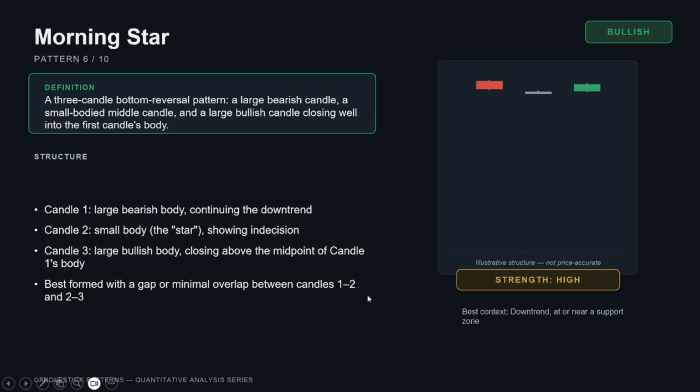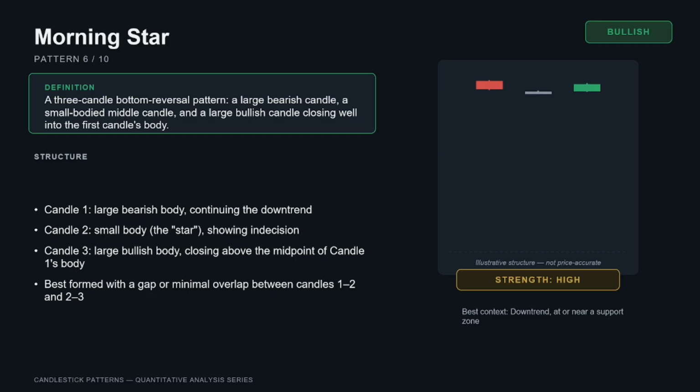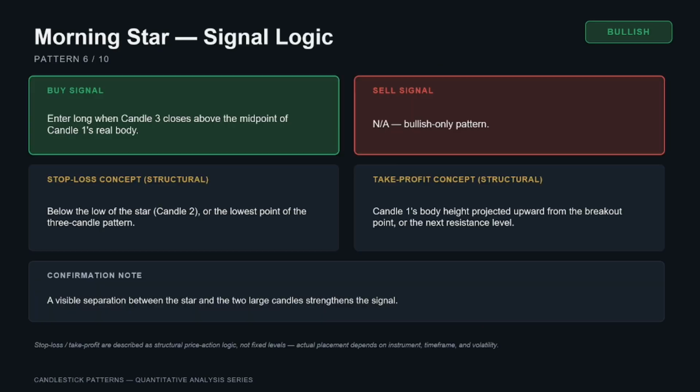Pattern 6, morning star. A 3 candle bottom reversal: a large bearish candle, a small bodied star showing indecision, and a large bullish candle closing above the midpoint of candle 1. Best formed with gaps or minimal overlap. Best context: downtrend near support. Signal strength: high. Signal logic: enter long when candle 3 closes above the midpoint of candle 1's real body.